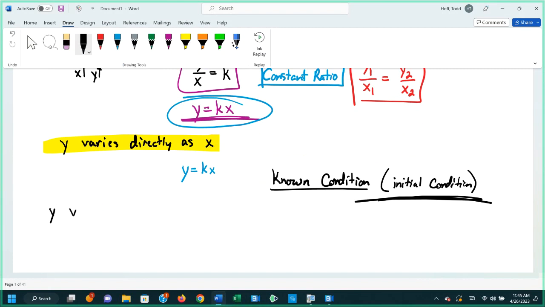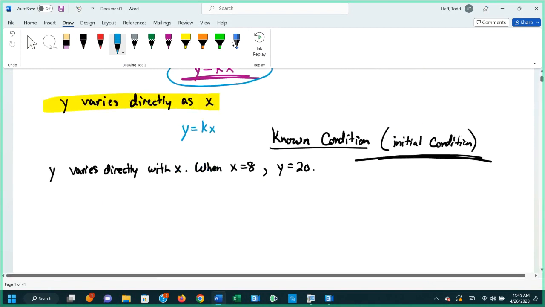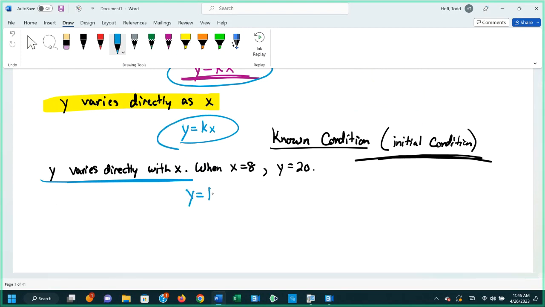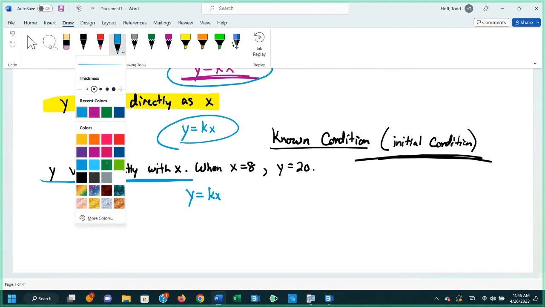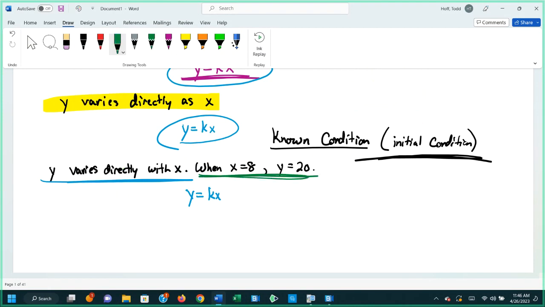So let's say we're told that y varies directly with x again. And now we're told that when x is 8, y is 20. So now we have two pieces of information here. This first one here is exactly what we had up here, telling us it's a direct relationship, showing that y equals a constant times x. This next piece here is the new piece. This is that known condition. x is 8 when y is 20.